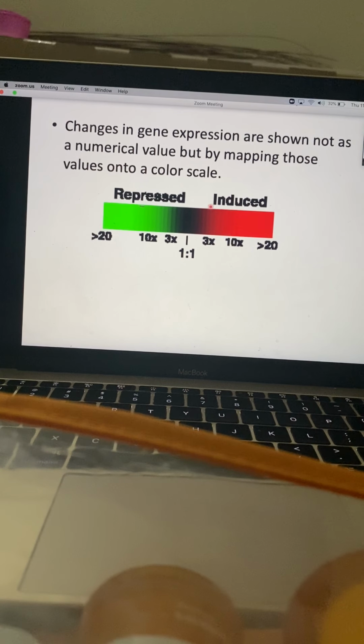The changes in expression are not shown by numerical values, but mapped to a color scale. So here, black is a 1-to-1 ratio. This corresponds to something that is yellow, a spot that is yellow. And then you can see the more intense red means higher expression as opposed to this that is a little darker red. And the same with the green. So the brighter the green, the more repressed or less expression of that gene compared to one that is darker green here. So that is to show you the scale.